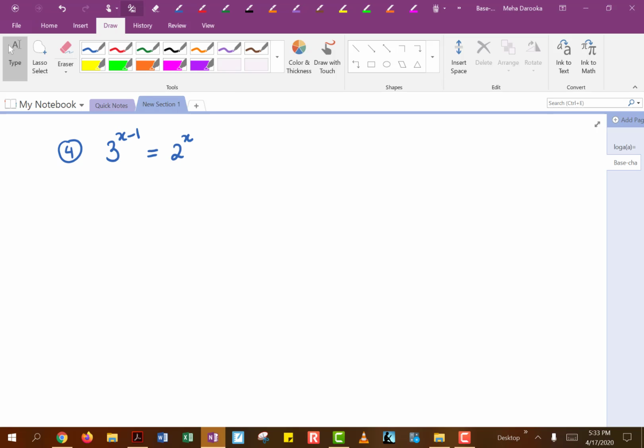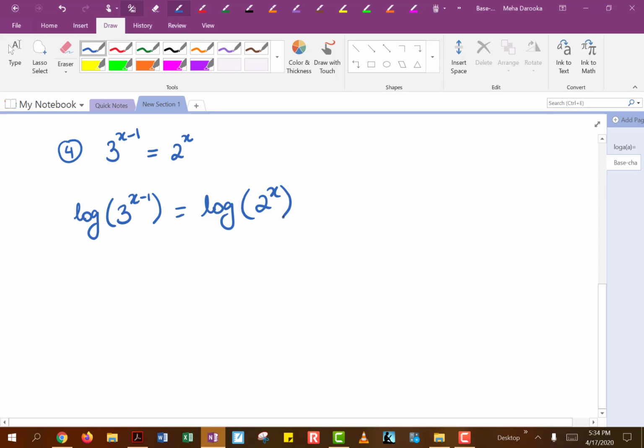So again, we have to use the same version of base change formula here, but it's going to look a little bit different. So just like we did before, on both sides of our equation, we'll use log this time. So let's do 3 raised to the power of x minus 1 with a log on the outside. And same thing, apply a log here on the right hand side. So again, you could have used natural log here, you can use common log here, it doesn't matter which one you go with. So I'm going to take this value of x minus 1 and bring it down to our base level by using the power rule.